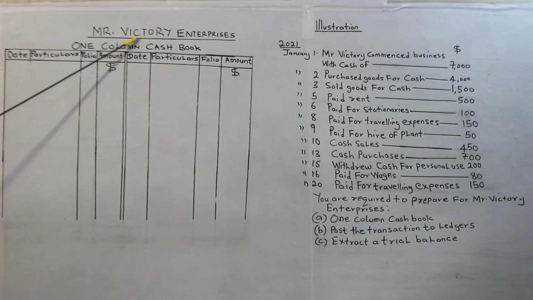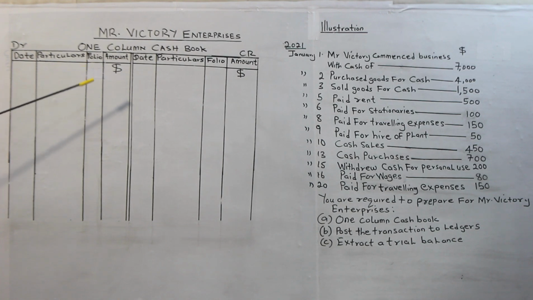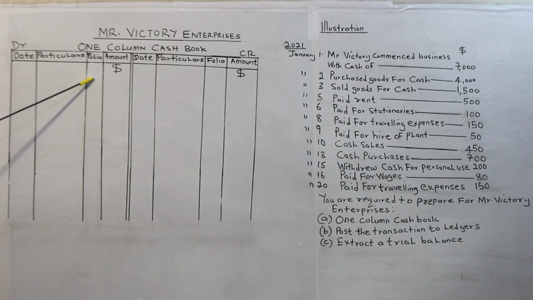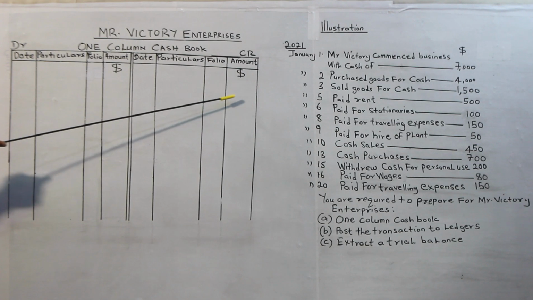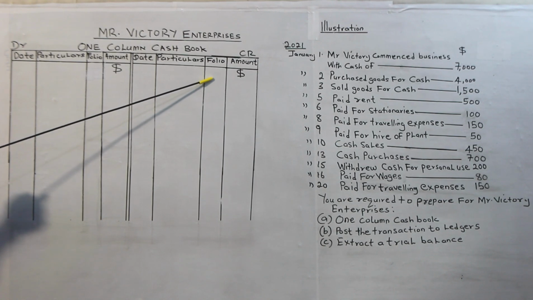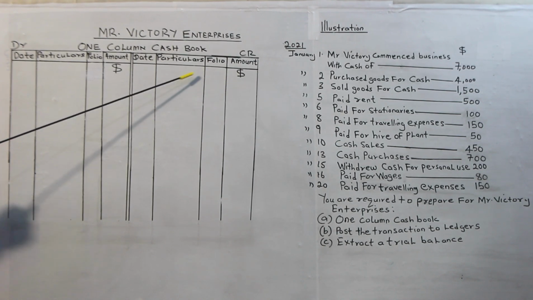So we are preparing for Mr. Victory Enterprises 1 column cash book. Then on the debit side, we have the date, particulars, folio, and amount. On the credit side, we have the date, particulars, folio, and amount. Of course, the date of the transaction will be written here, the type of transaction here, the folio number, if any, and the amount involved in the transaction. The same is applicable on the credit side.